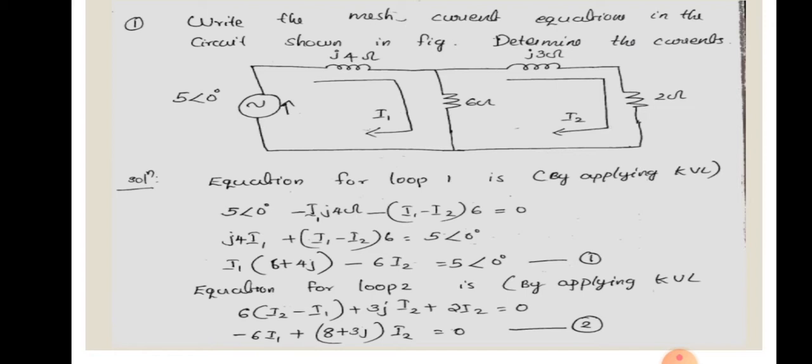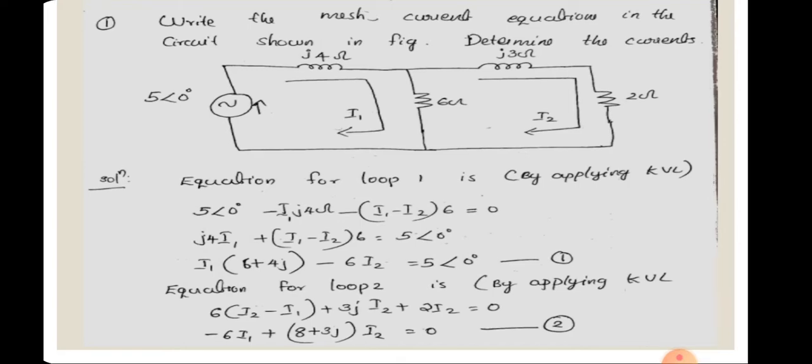Similarly, we can write the equation for the second loop, by applying KVL. Starting from the 6 ohm, we will get 6 into (I2 minus I1) plus 3j into I2 plus 2 into I2 equal to 0. And here we can separate the I1 and I2 terms. So we will get minus 6 I1 plus (8 plus 3j) into I2 equal to 0. So we got two equations containing two unknowns.